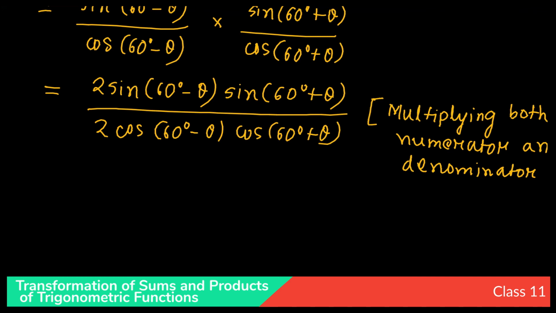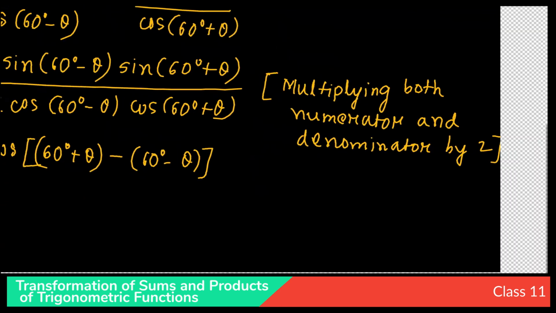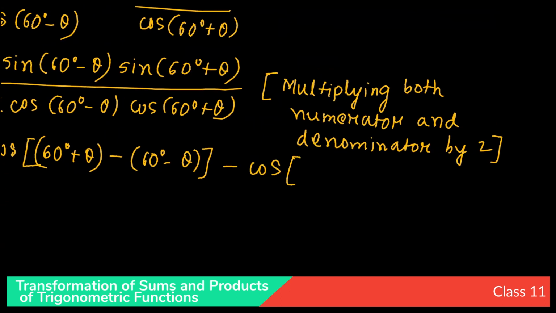So we can write that 2 sin A sin B means what? It is cos(A − B) minus cos(A + B). So I can write cos of (60° + θ − 60° + θ), minus cos of (60° + θ + 60° − θ).